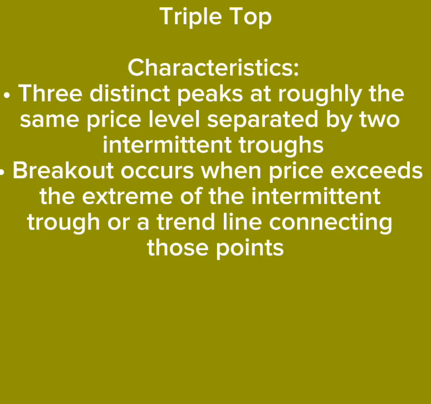Triple top. Characteristics: three distinct peaks at roughly the same price level separated by two intermittent troughs. Breakout occurs when price exceeds the extreme of the intermittent trough or a trend line connecting those points.